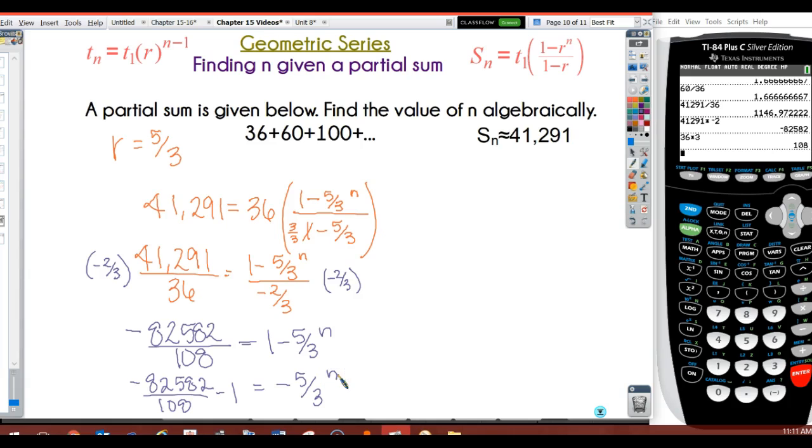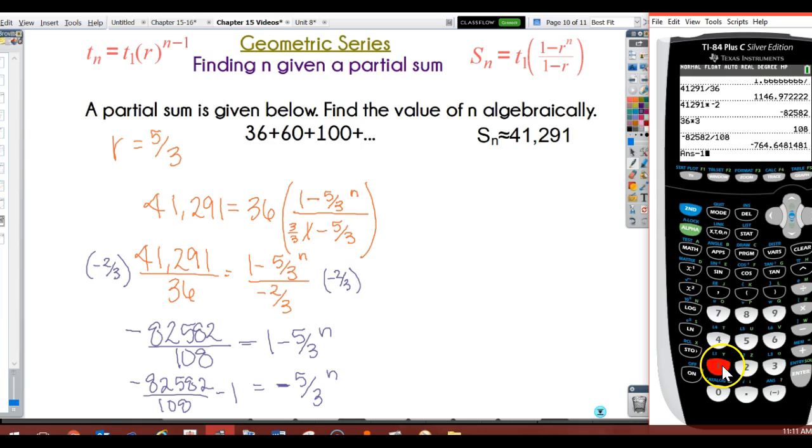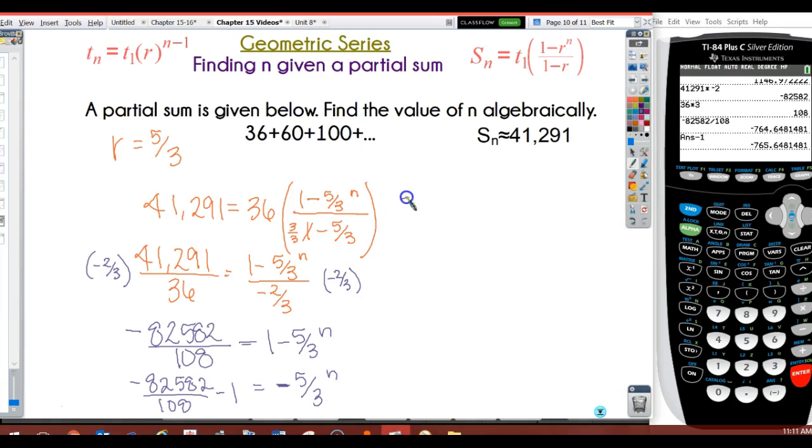Okay. We're close to getting to n, but in my next step, I'm going to go ahead and subtract this one as a part of this fraction. I'm going to go ahead and make this an ugly decimal, but just make sure I keep it in my calculator. And then I'm going to divide both sides by this negative, to make this a positive 5/3 to the nth power. So I'm going to take this negative 82,000 number, divide that by 108, and then subtract 1. Then in the same step, I'm going to divide by the negative. So I'm going to be left with 765.648 roughly will be equal to a positive now 5/3 to the nth.